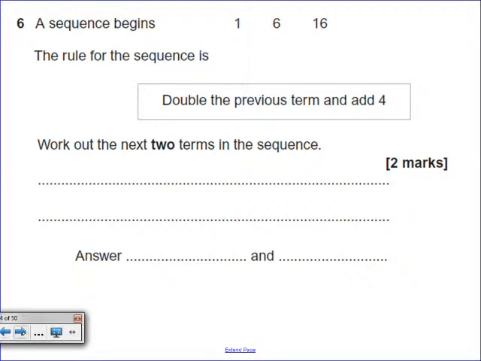Question 6 had this sequence, 1, 6, 16. The rule of the sequence is double the previous term and add 4. So it's a non-linear sequence. Work out the next 2 terms in the sequence.